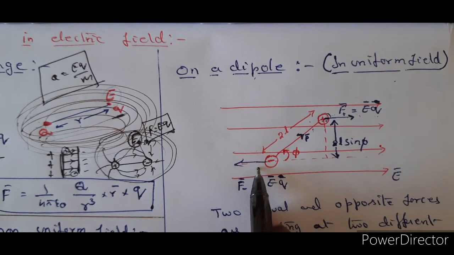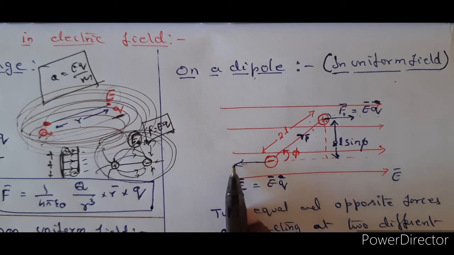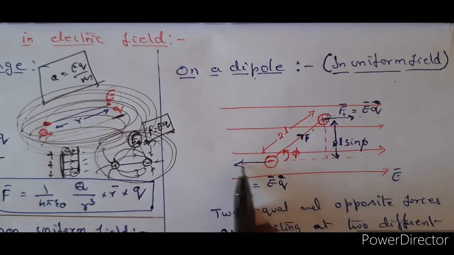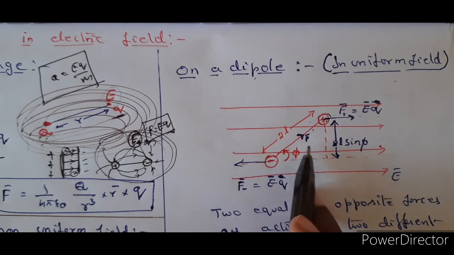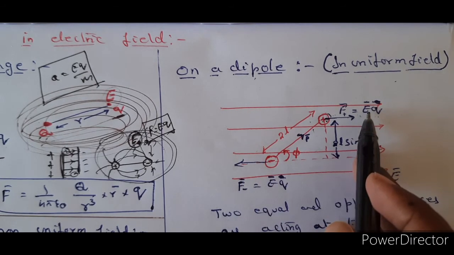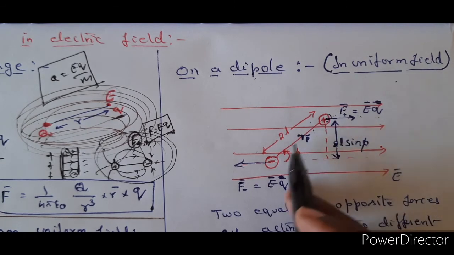Now take this one. We already studied just now that on the negative charge the force will be opposite to the electric field strength. That means this is how it moves. The force will be acting anti-parallel to the electric field. So therefore this is how it is. Now the magnitude is again EQ here and EQ here. The magnitude is the same, but the directions are opposite.